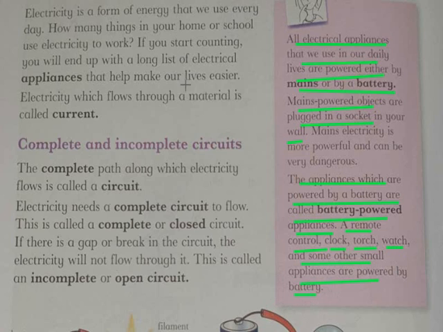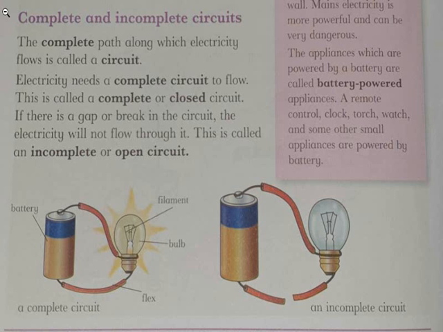Now, complete circuit and incomplete circuit. Remember in class 3 we studied about this. A complete circuit is the pathway through which the electric current passes, and the incomplete circuit cannot allow the current to pass through it. This is an incomplete circuit. Here the current will not pass because it is incomplete. And this is the complete circuit, so yes, the current will pass through this circuit.